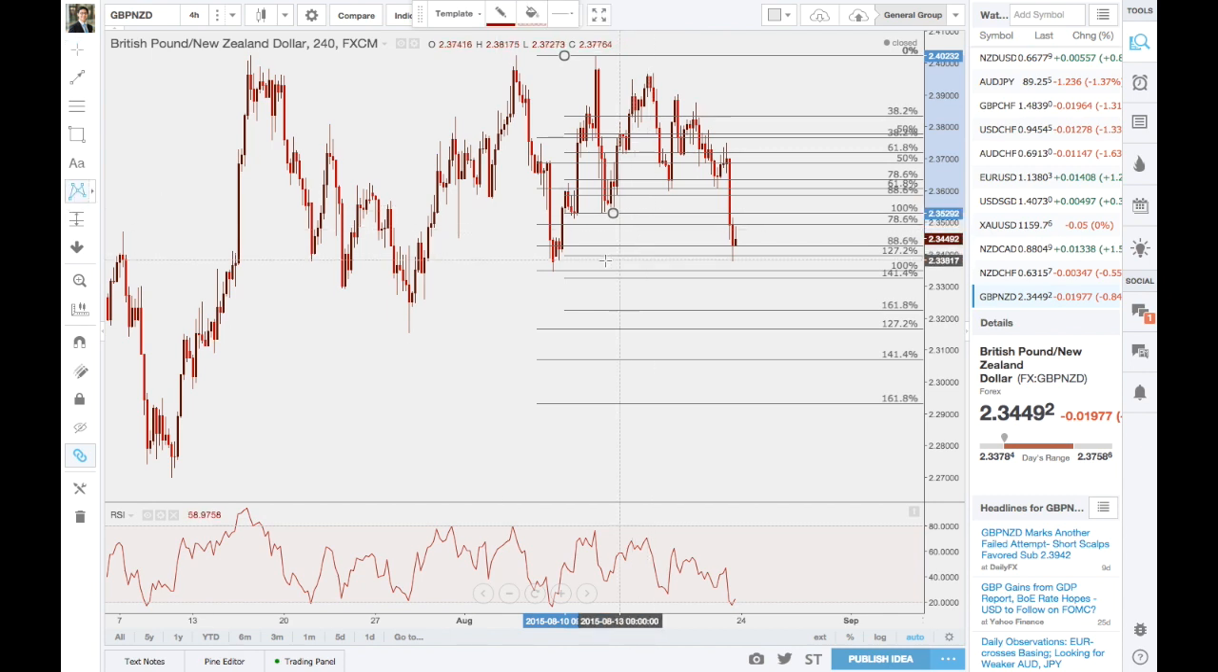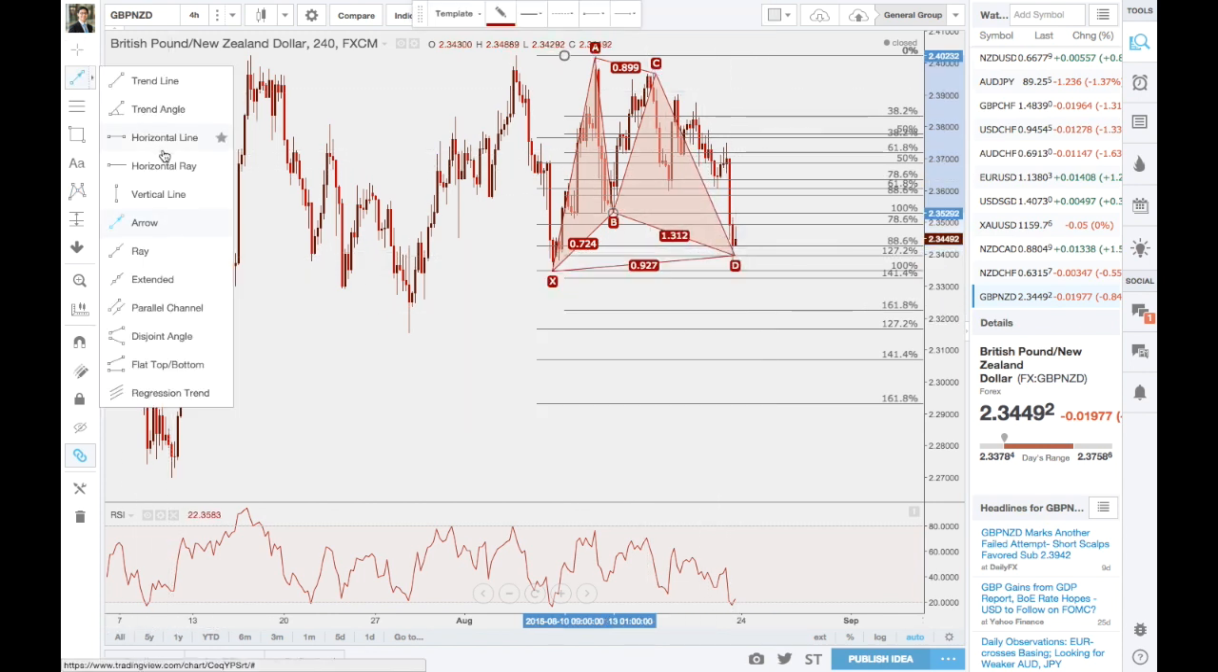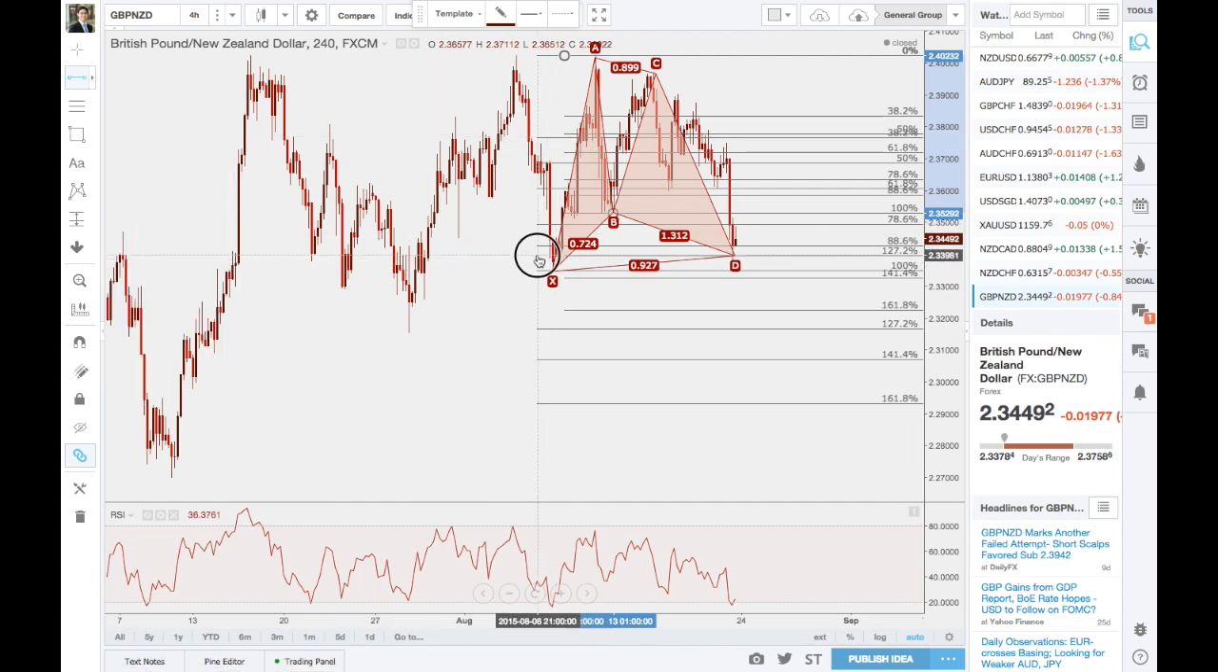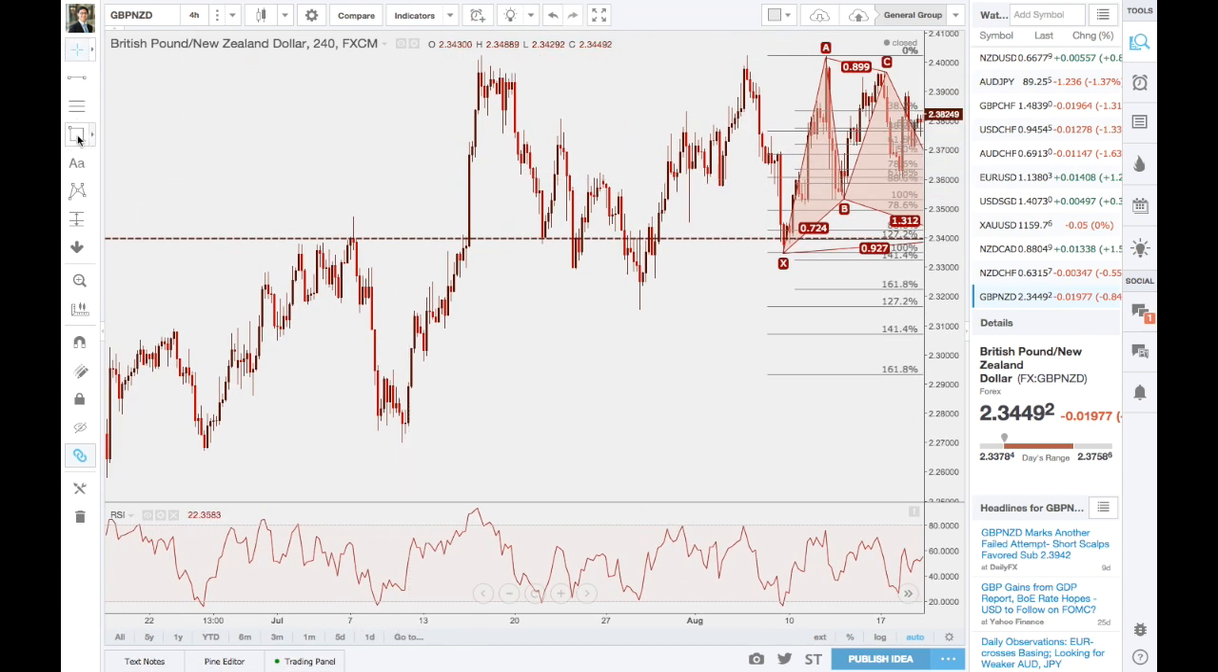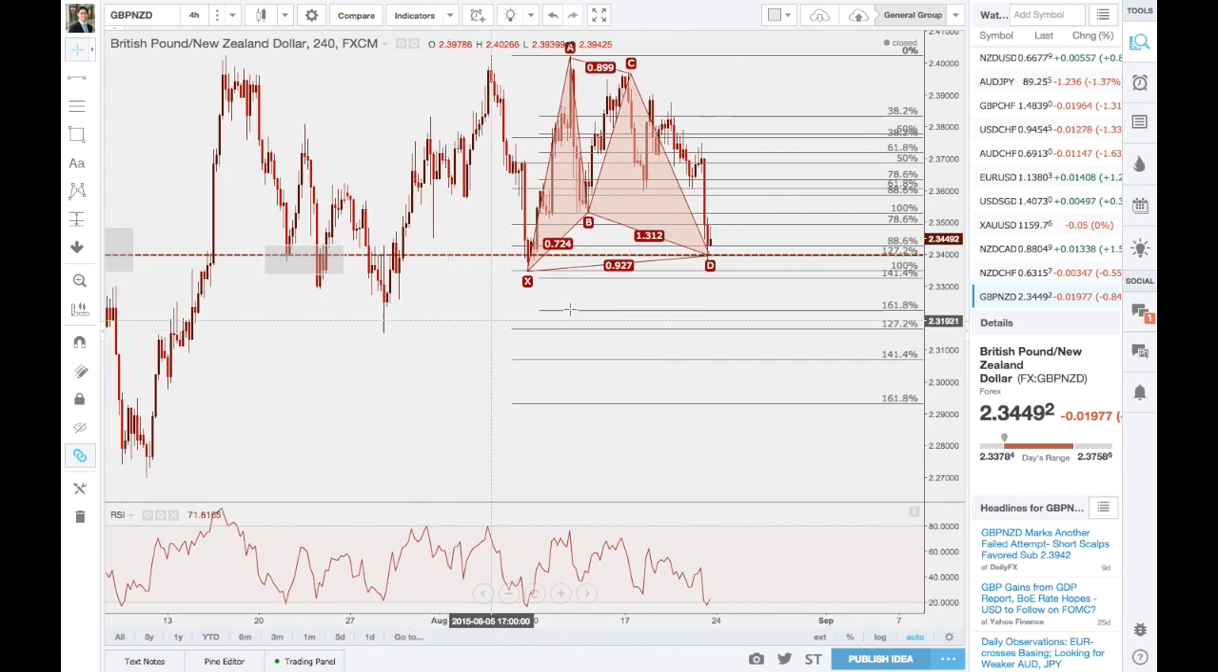In this example as well, the setup has been completed. This Gartley pattern has been completed. If you look for confluences, let's drop a horizontal line at this level. We have a structure level in the past as well. Once again, this adds confidence to our trade, and price has reacted to this level.